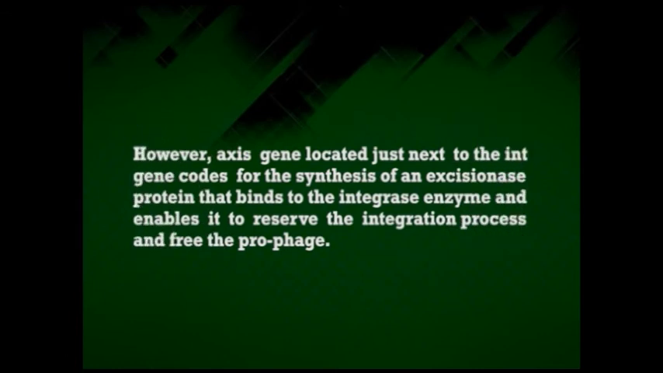However, the xis gene, which is located just next to the int gene, codes for the synthesis of an excisionase protein that binds to the integrase enzyme and enables it to reverse the integration process and free the prophage. In this condition, the synthesis of another protein called the Cro protein by the cro gene is initiated. This Cro protein switches the process to the synthesis of viral components, and the lytic cycle then proceeds normally.